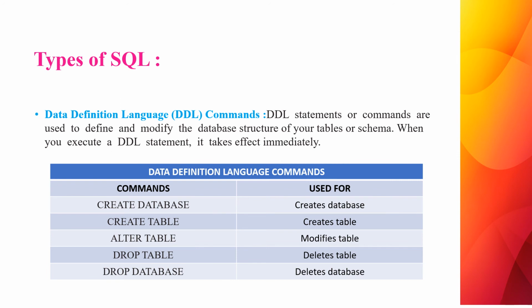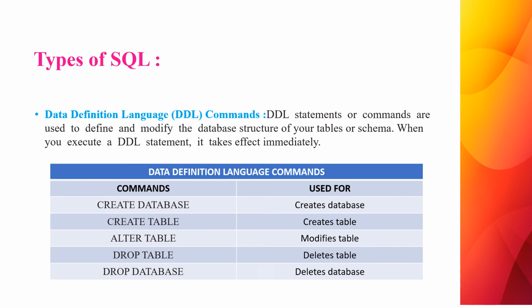Like create database, this command is used to create the databases, where obviously you have to put the name of the database. Create table is used to create a new table in the database. Alter table: if we want to insert some fields newly, we can make the modifications in the table. That is, the alter table command is used to make modifications in the table. Drop table command is used to delete the table permanently, and drop database command is used to delete the database permanently. So all these commands are related to table and database.